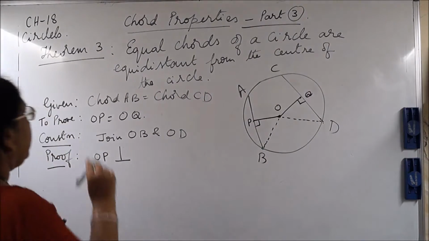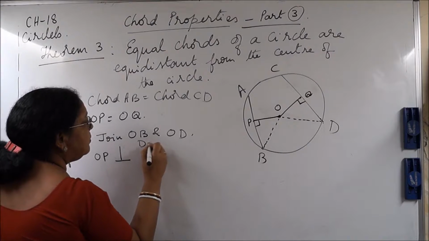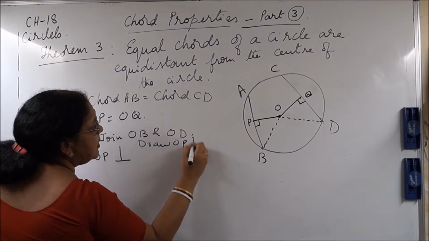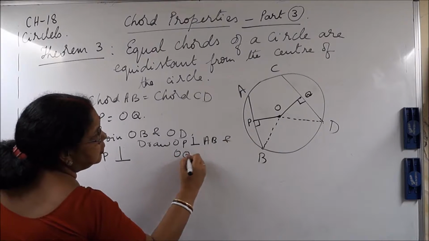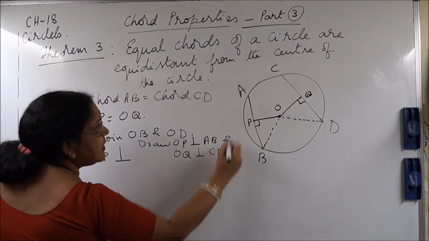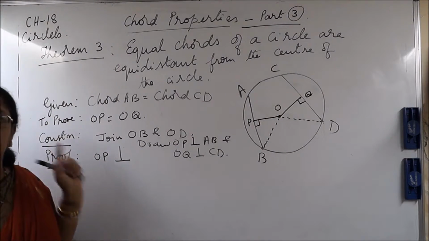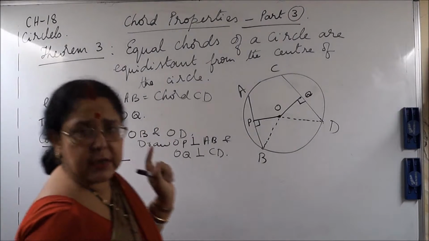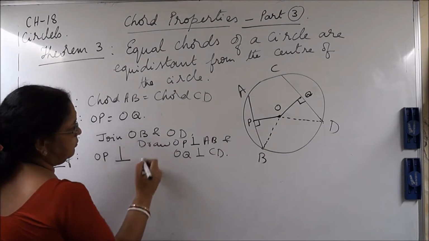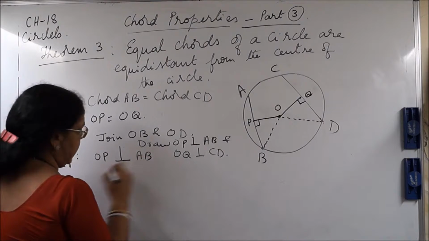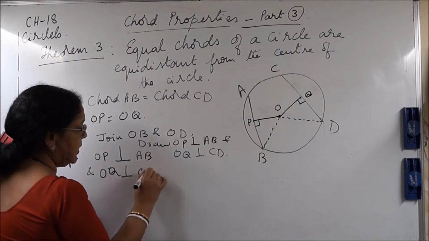So here we can add in construction that draw OP perpendicular to AB and OQ perpendicular to CD, that we have drawn. Okay, why we have drawn? Because they told equidistant. Equidistance means the perpendicular distance, so that is why we have drawn. So now OP is perpendicular to AB and OQ is perpendicular to CD.